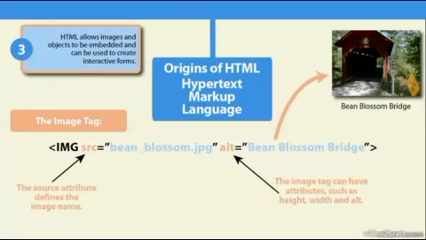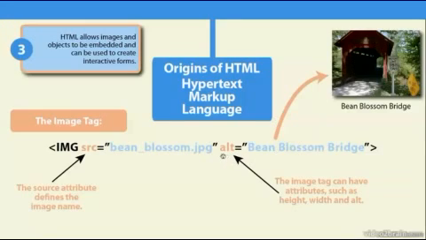HTML allows images and objects to be embedded and can be used to create interactive forms as well. Here's an example of the image tag. It's simply the letters IMG inside the angle brackets. But you have to tell it a few things, and one of the main ones is an attribute called source. SRC is the source attribute, and that's telling the browser which photo you want to use, and in some cases you have to tell it where that photo is located. So here, source equals, and notice it's in quotations, beanblossom.jpg. That's the actual name of my photo, which happens to be this beautiful photo right here.